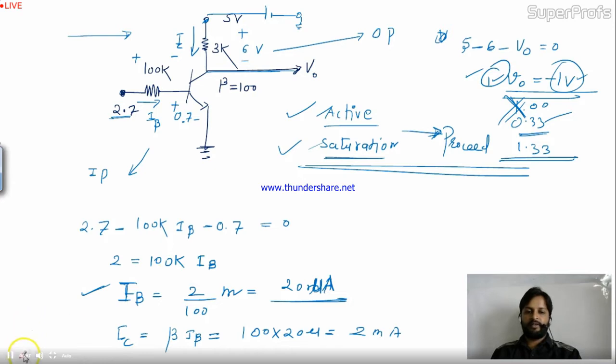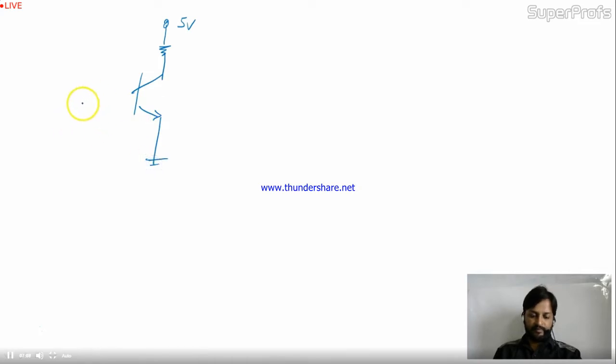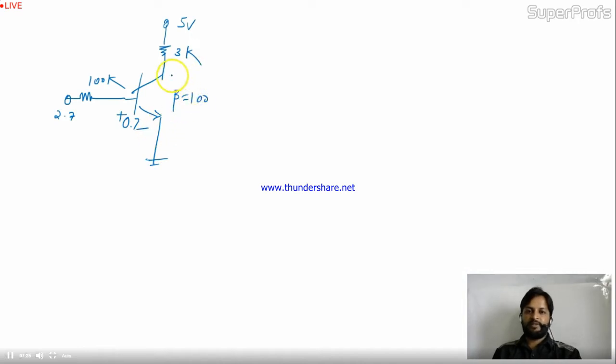So what is the fault I am telling you now? Let me draw it again. The question given is, I am drawing it again within 15 seconds. This is grounded, 100K, and this is 2.7. Obviously we are having a 0.7 drop over here. This is all about 3K, beta is equal to 100. Now the question is the same.